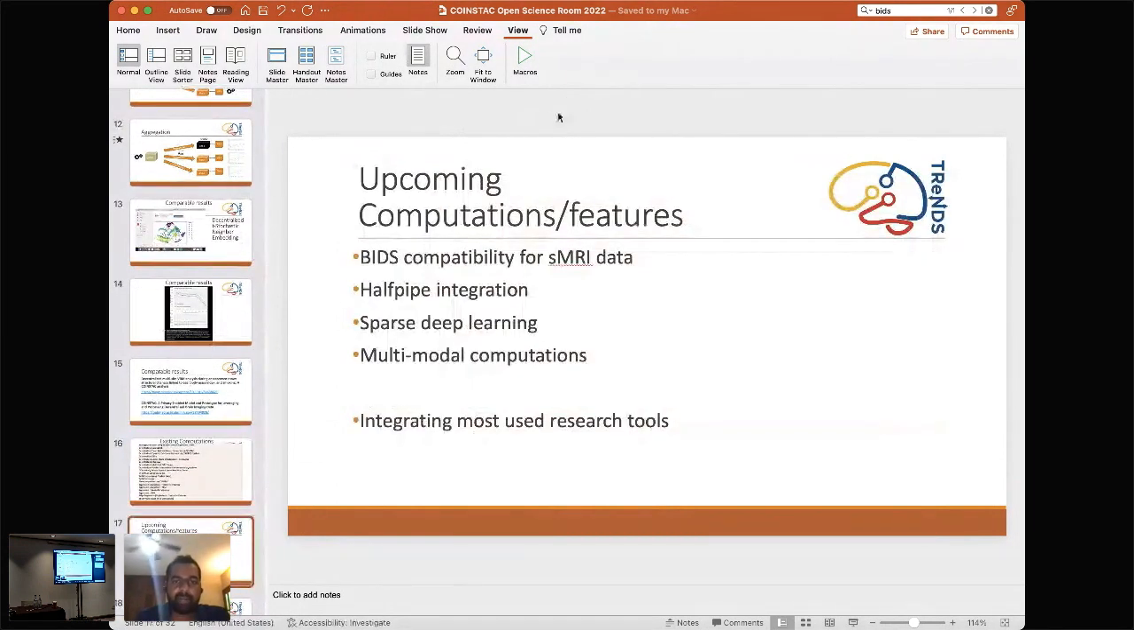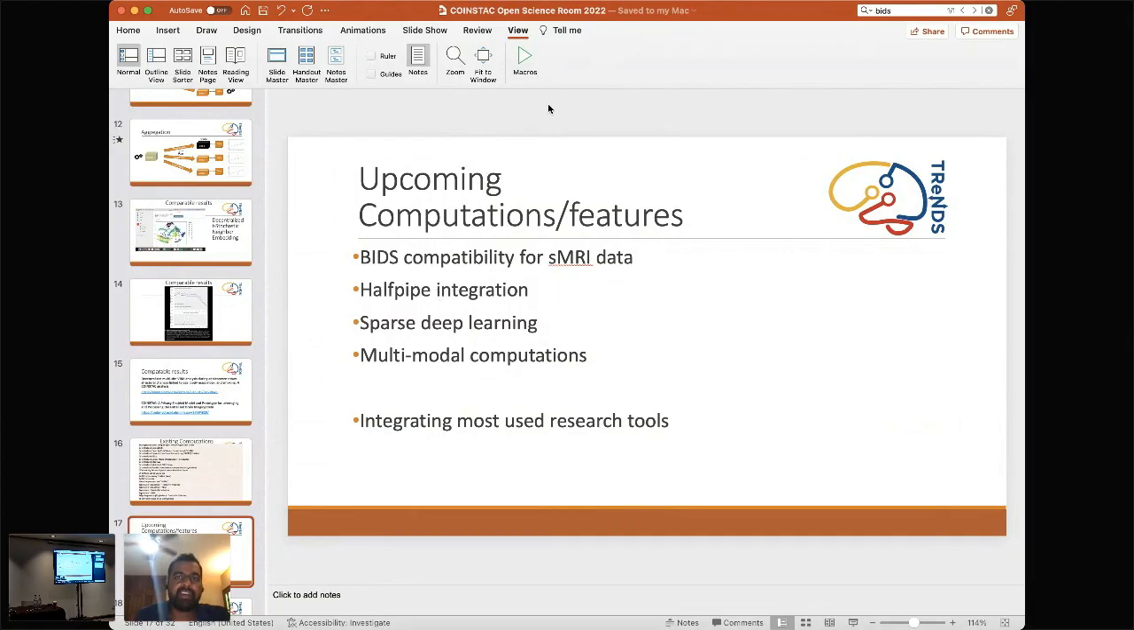And we have upcoming computations, which include adding BIDS compatibility for structural MRI data, specifically the data that is processed through the VBM pipeline, voxel-based morphometry. We currently have the BIDS compatibility for running on the functional MRI data, and so this is in the works. We also have other tools that we are looking at to integrate in the near future. One of them is HalfPipe. I believe Leah Waller is presenting on HalfPipe in the next session, so you're welcome to check it out.